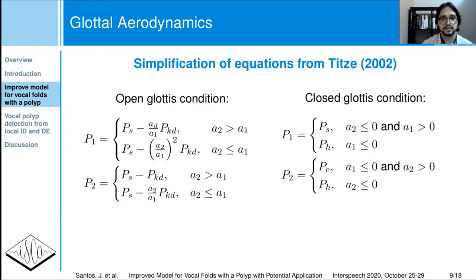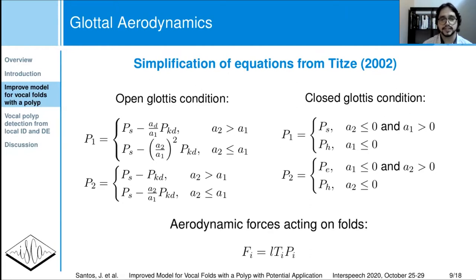With these pressures, we could calculate the aerodynamic forces acting on the folds. So here we have these forces that are calculated by the product of the length of the glottis and the thickness of the area of the mass in which the force is being calculated, and the pressure acting on them.